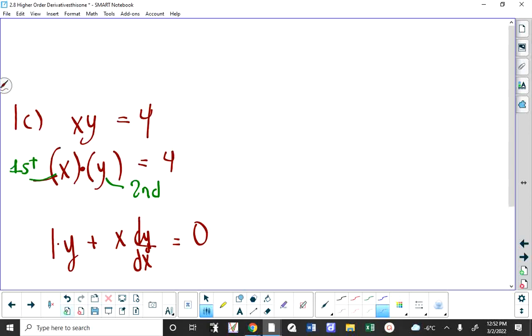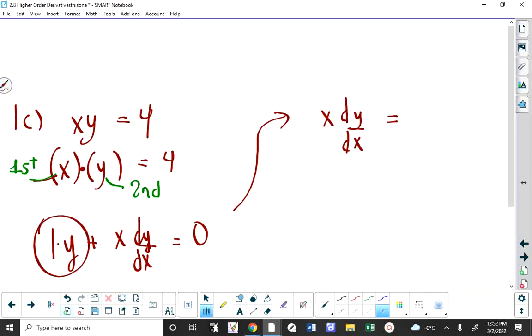Perfect. So now I have to rearrange for dy/dx. I'm going to choose to just subtract y from both sides. So on the left-hand side, I have x dy/dx. And I'm going to subtract this y to the other side, making x dy/dx equal to negative y. And you end up with dy/dx equals negative y divided by x, because I have to divide by this x.